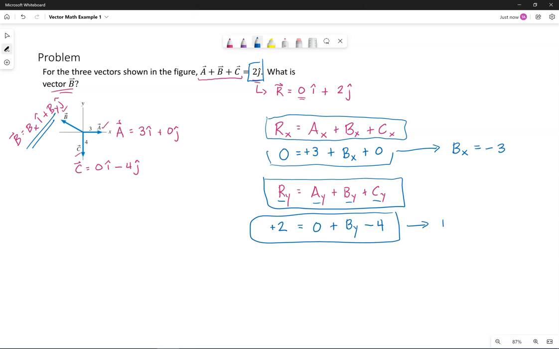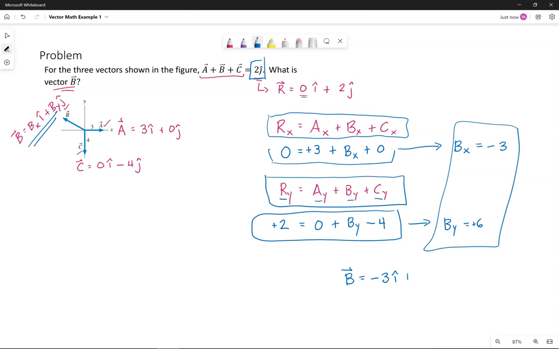This gives us a nice little equation to solve. If I take the 4 to the other side, the y component of vector B needs to be 6. Technically, the positive sign is implied there simply because it's not negative. So looking at these, in terms of vector notation, we could say that vector B can be written as negative 3i hat plus 6j hat. This is one way to represent the vector.